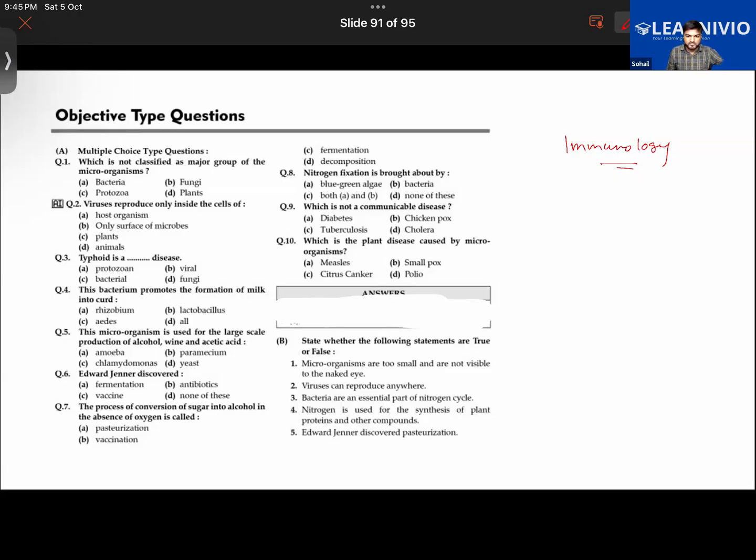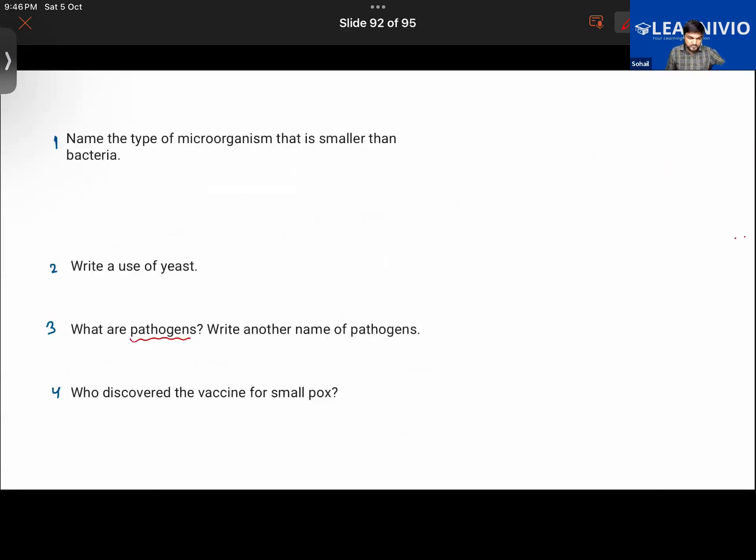Microorganisms are too small and not visible to the naked eye. True. Viruses can reproduce anywhere. False. Bacteria are an essential part of the nitrogen cycle. True. Nitrogen is used for the synthesis of plant proteins and other compounds. True. Edward Jenner discovered pasteurization. False. Who discovered pasteurization? Louis Pasteur.